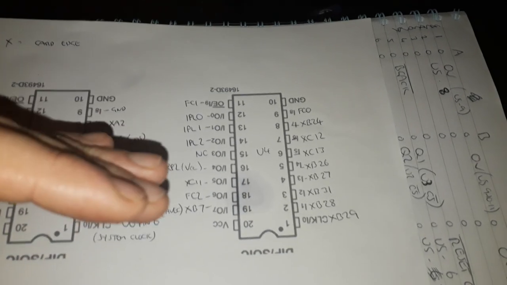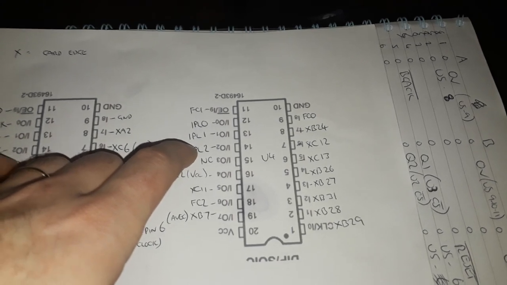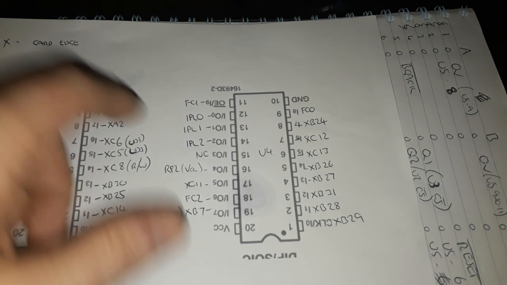There's seven layers of priority. You've got a non-maskable interrupt, which is the maximum priority, which is like interrupt 7 or something. It might be interrupt 0, might get that the wrong way around.